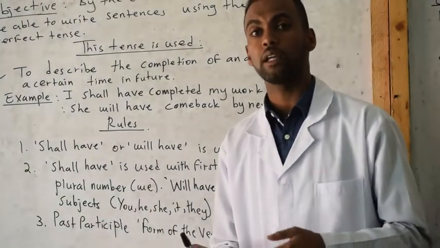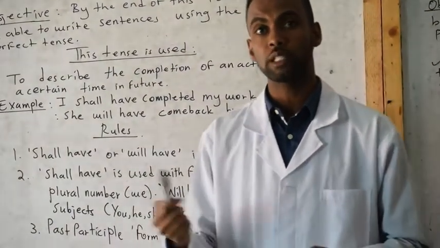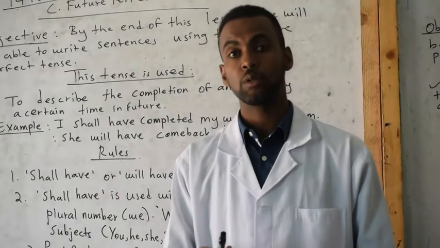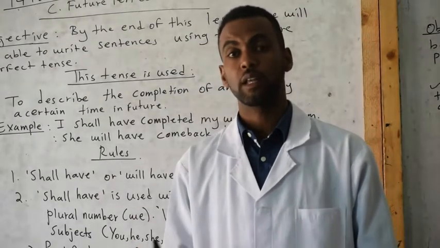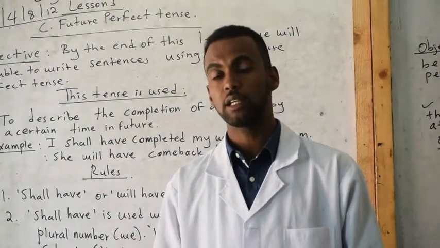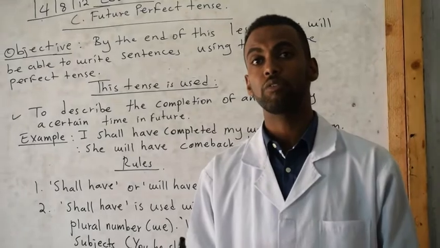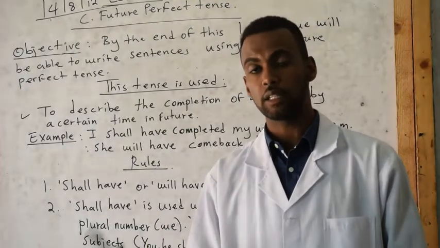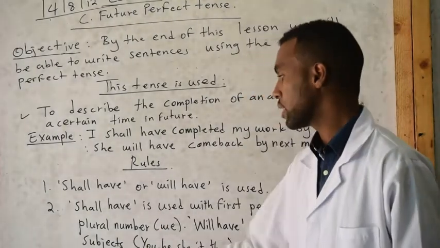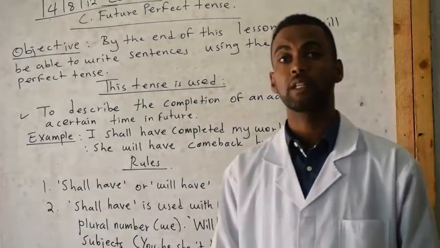If you remember in the previous class, we discussed the past participle. What is the meaning of past participle? We took an example of eat. The present indefinite of it is eat. The past indefinite of it is ate. And the past participle of it is what? Eaten. Okay? That is the meaning of past participle. So these are the three rules for future perfect tense.